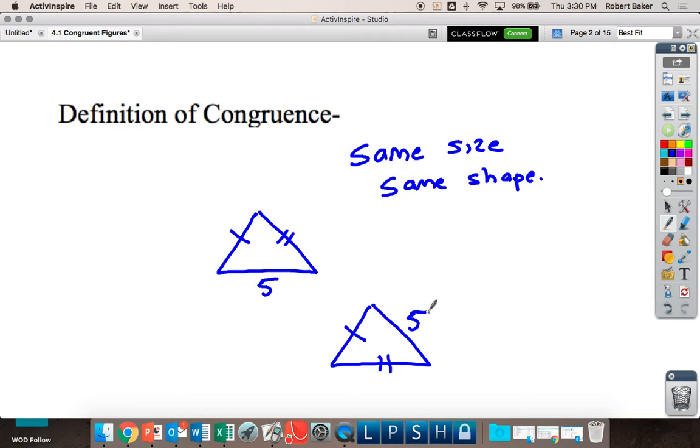Does it have one set of congruent sides? Yes. One tick, correct. Two ticks. Yes. Five and five. Yes. Okay? So we have three sets of congruent sides. Does it say anything about the angles? No. All I know right now is that they're similar. I don't know anything about the angles. So I have to go back and make sure.